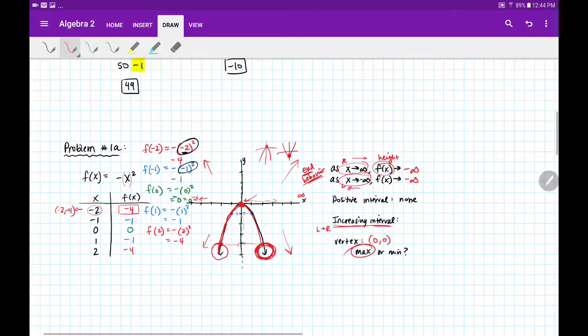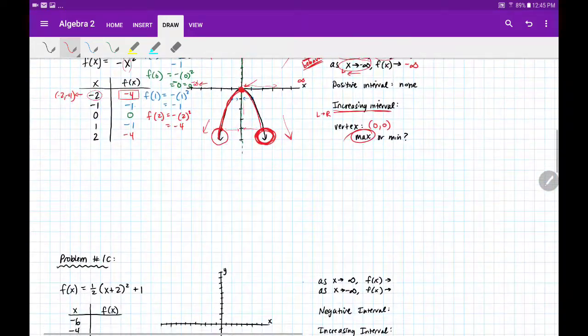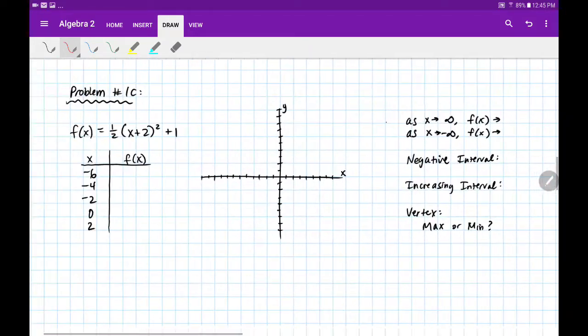Ooh, what a problem. Let's try the next one. It should go much faster this time.